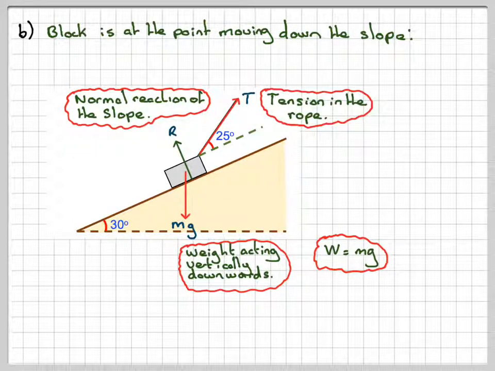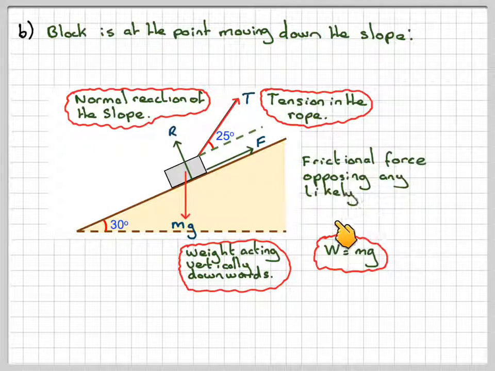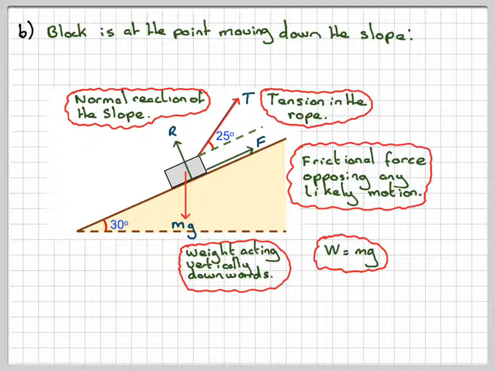Now, because it's on the point of moving downwards, the friction must oppose that movement. So the frictional force is opposing any likely motion, therefore it's going in that direction. So this has been a video to draw a force diagram of a block being pulled by a rope up a slope. I hope you've understood, and I thank you very much for watching.